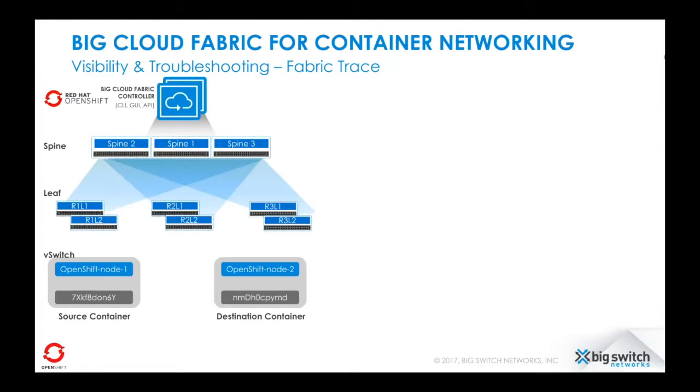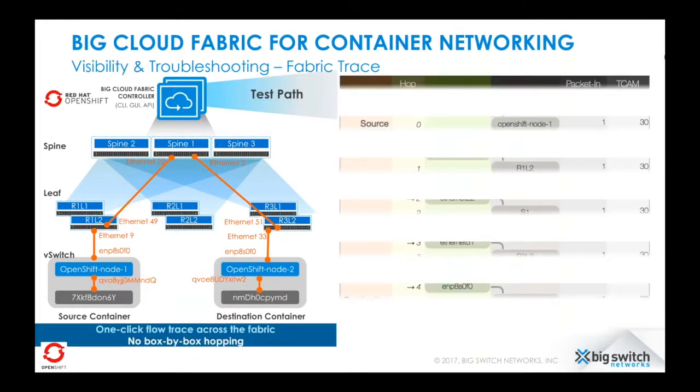Now, talking about troubleshooting, Big Cloud Fabric provides a valuable feature for troubleshooting known as test path. With this, the network admins can do a connectivity test between any two container endpoints right from the BCF controller. It's a very simple operation. You just need to provide the source container and node, and then the destination container and node, and what you get is an end-to-end fabric view of the path, and that is beautifully displayed in the GUI.